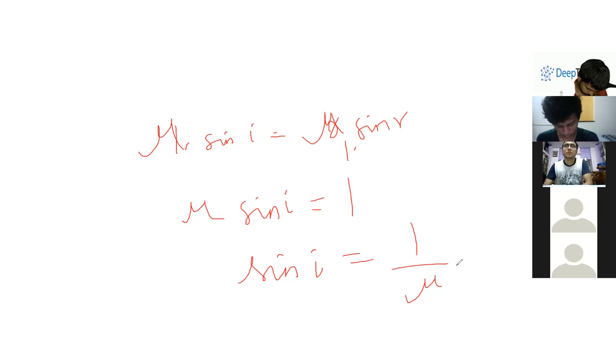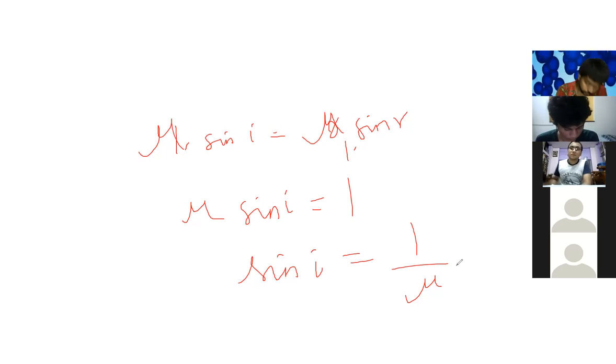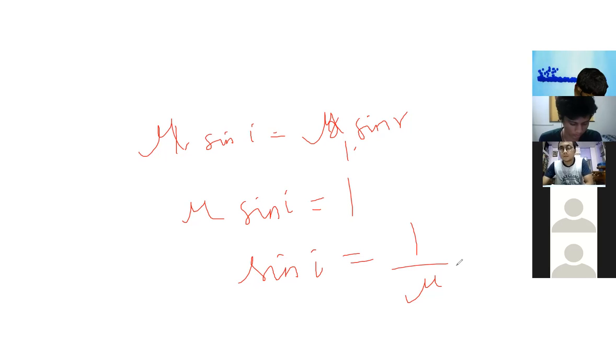Yeah, so from where did we start? Can you guys answer this question? We started from angle of incidence is equal to angle of refraction. I mean, reflection. Right. Angle of incidence is becoming equal to angle of reflection.